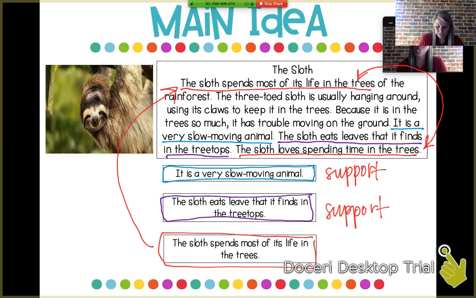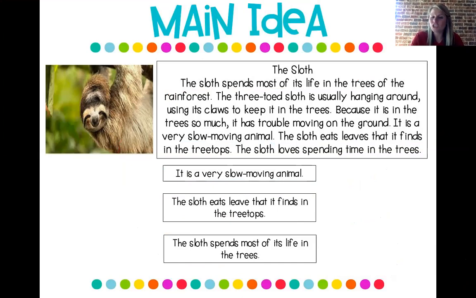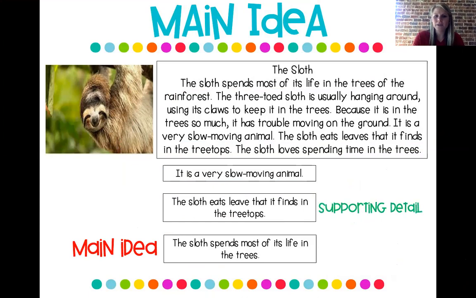So based on this, we can infer that our main idea, or what the whole paragraph is mostly about, is the sloth spending most of its life in the trees. And then the rest of these details throughout the paragraph support what it does spending its time in the trees. Okay? So I'm going to bump that off real quick. And just like we just said before, just another visual for you. This would be our main idea. This would be our first supporting detail, and this would be our second.